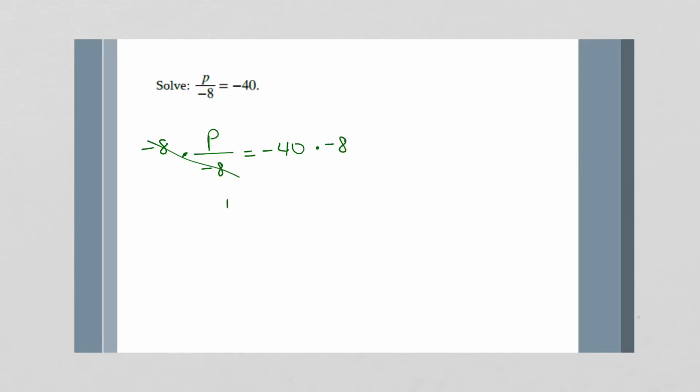Those cancel each other, so you're left with p is equal to negative times a negative is a positive. 40 times 8 is 320. There's your final answer. And again, if you take that 320 and you put it back in for p, you can see that it couldn't be 5, because -5/8 does not equal -40.